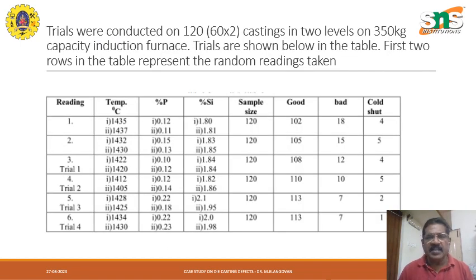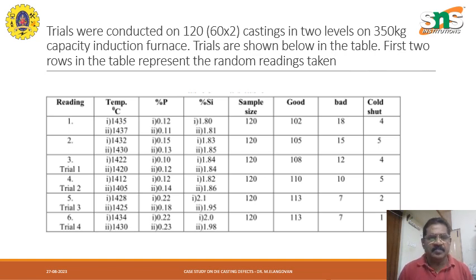Now, the trials were conducted on 120 castings at two levels on a 30 kg capacity induction furnace. Trials are shown below in the table. The first two rows in the table represent the random readings taken. These are the random readings that have been taken.